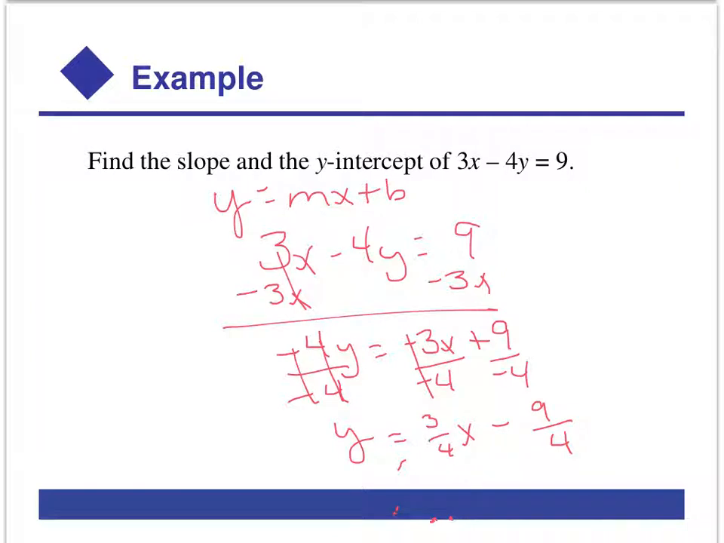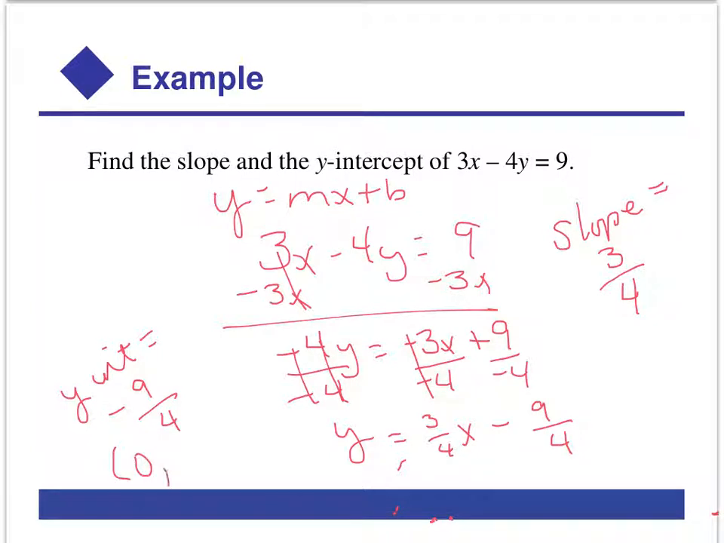So our slope, when we're dealing with it, is going to be the one that is attached to the x. So slope equals 3/4, and our y-intercept equals negative 9/4. And there you have the final answer. If you want to write it as a point, it's going to be (0, negative 9/4).